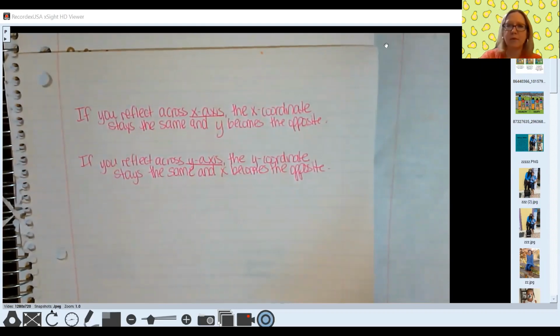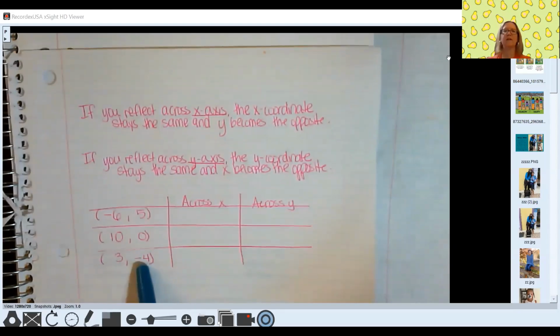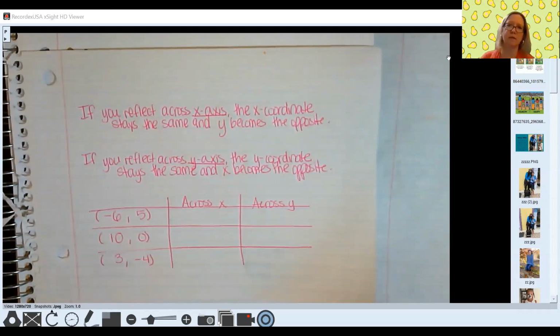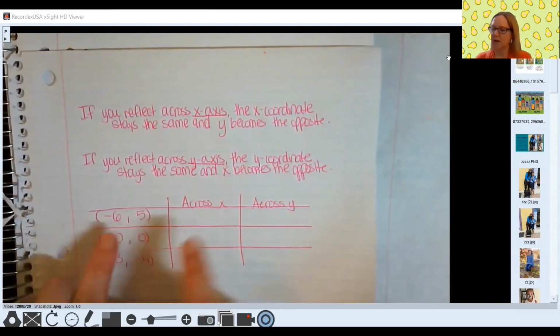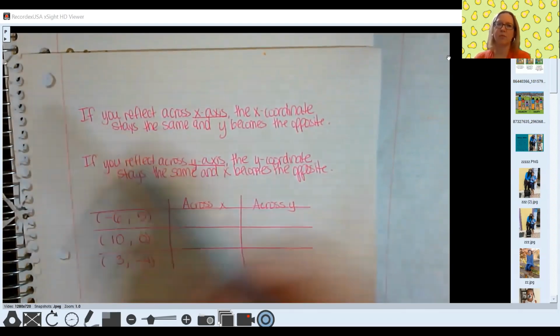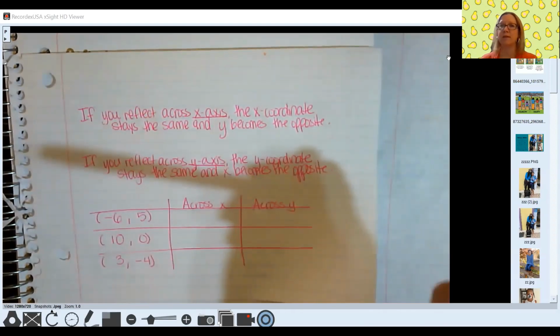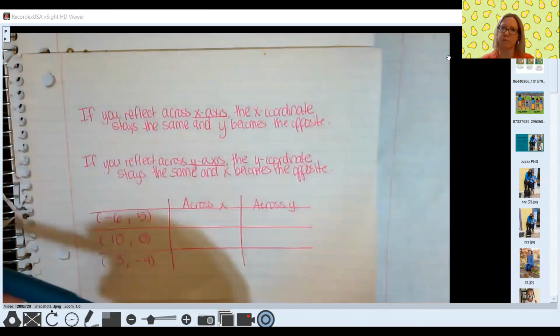So for example, let's take a look at these 3 points here and figure out what those reflected points would be, because you may be given a problem like this, and it will ask you what the reflected point would be, and you may not have a coordinate plane to figure it out. So you would need to know these other patterns.